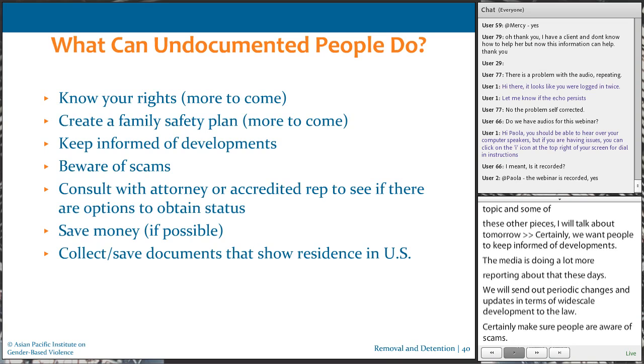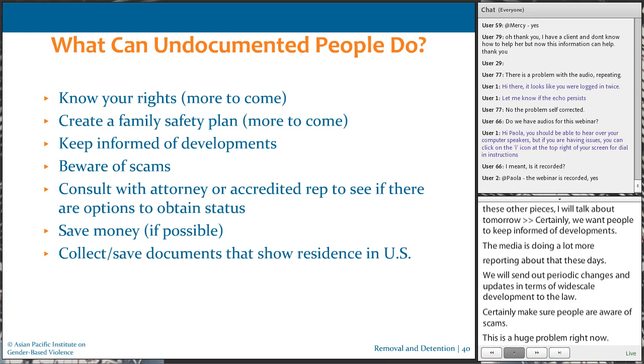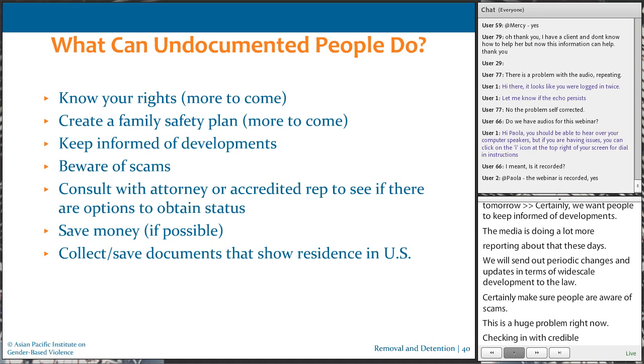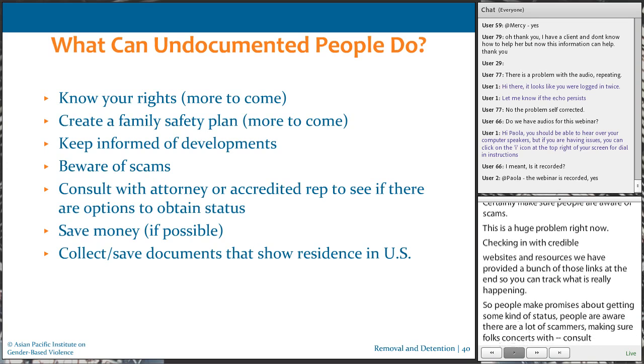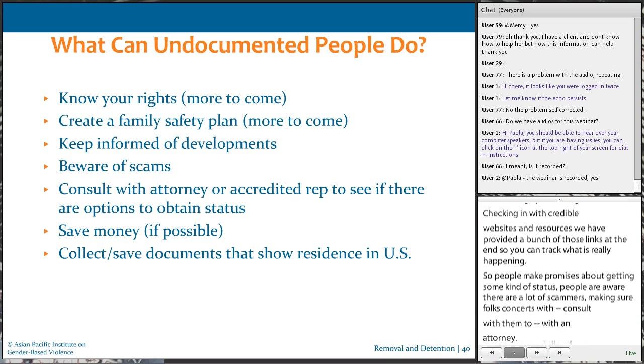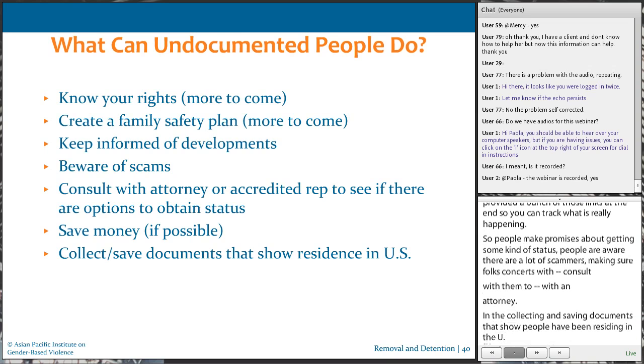So, check in with credible websites and resources, and we have provided a bunch of those links at the end so that you all can track what really is happening, so that if people are making promises about getting some kind of status, people are aware that there are a lot of scammers out there. Make sure folks are consulting with an attorney or accredited representative, saving money in case folks are removed or need to pay an attorney, and collecting and saving documents that show that folks have been residing in the United States, especially if they've been here for over 2 years. They want to be doing that because we don't want folks being removed without any kind of chance for a hearing at all.